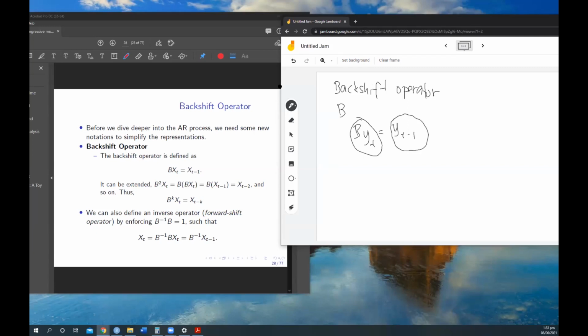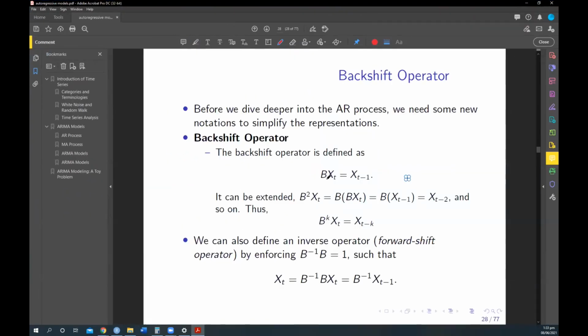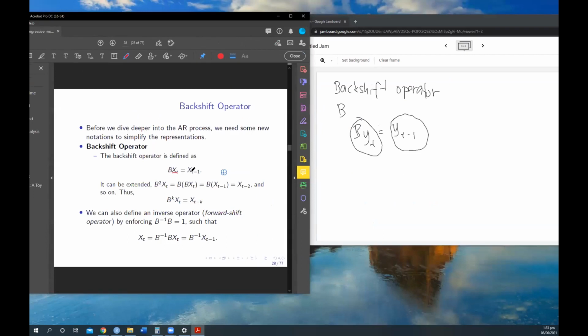Okay? So dito sa slide natin, ang nakalagay dito ay X, no? Pero Y yung ginamit ko, pero okay lang yan. Okay? So yan lang ibig sabihin. Pag mayroong backshift operator operating on an observation, it just means that the value is just the value preceding that observation. The value that precedes that observation. Okay?